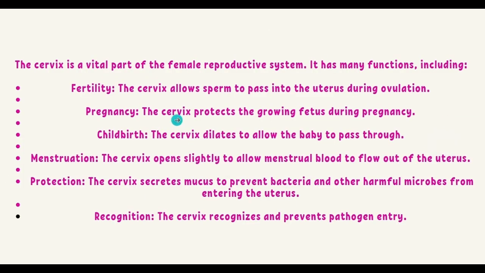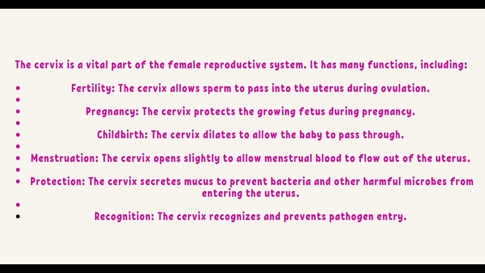Right? So then let's talk about the cervix. It's a vital part of the female reproductive system. It has many functions, including fertility, pregnancy, childbirth, menstruation, and also protection. As it relates to fertility, the cervix allows the sperm to pass into the uterus during ovulation. In pregnancy, the cervix is what protects the growing fetus.